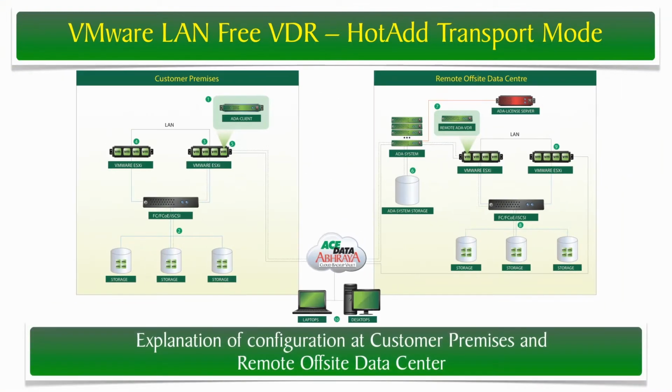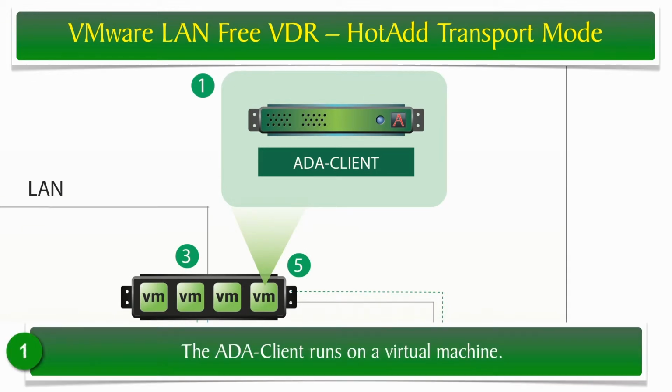On the left hand side, you will see the customer's data center. The Abrea client here is hosted on a virtual machine on a VMware ESXi, which has direct connectivity with the SAN through FC, FCoE or iSCSI connectivity. On the right hand side is the remote offsite data center, where the remote VDR machine is also hosted on a VMware ESXi server. The first step is that the Abrea client runs on the virtual machine.